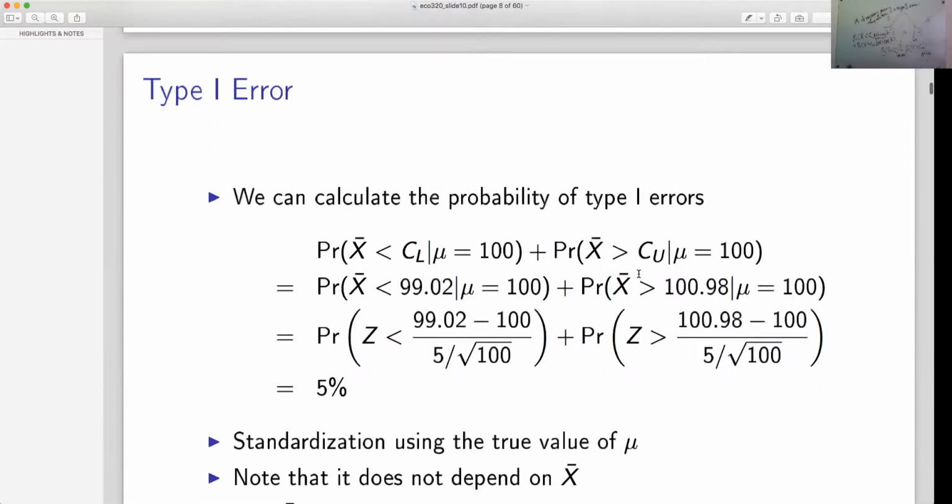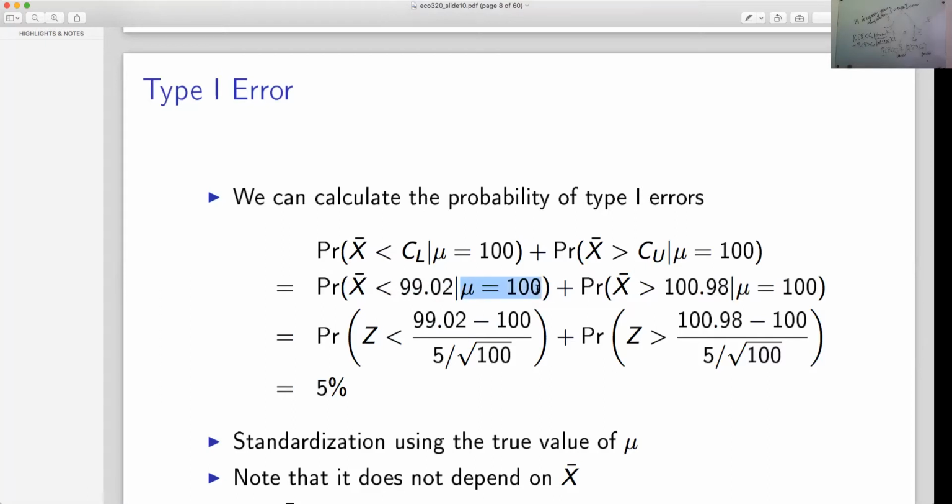Do the math a little bit, and finally you get 5%. This was a statement from before, where C lower was 99.02 and this was 198. That came from previous statements, and then we convert this to a z-score, subtracting mu and dividing by the standard error. This is how you get the z-score. I explained this in detail in chapter 6 and also the previous chapter. If you are still confused, just let me know or look at the previous slide.